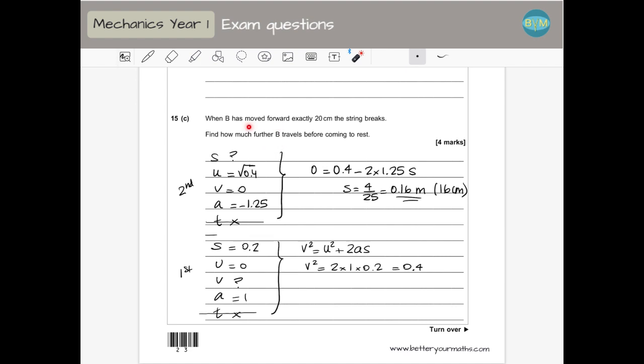Sometimes instead of how much farther, they ask you how much it travels in total. So you will have to add this to the 20 centimeters that it moves at the beginning, but this is not the case. They are asking just how much farther, so this is the answer.